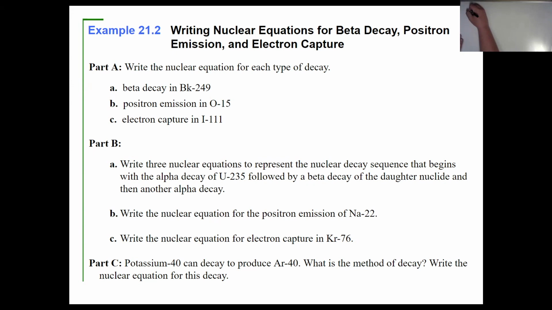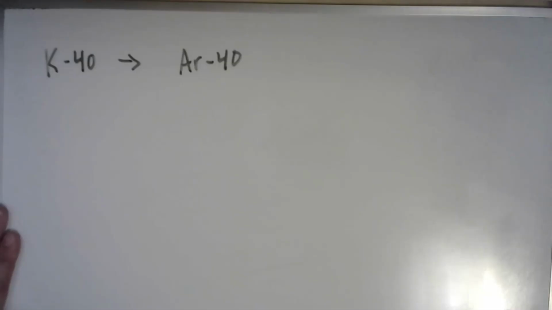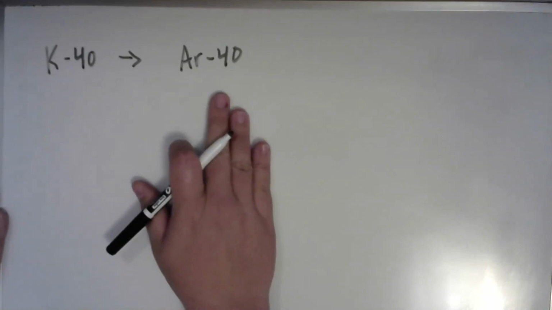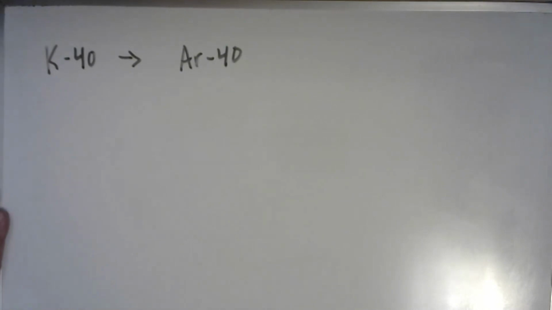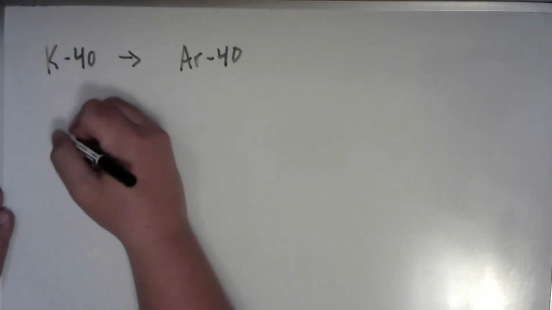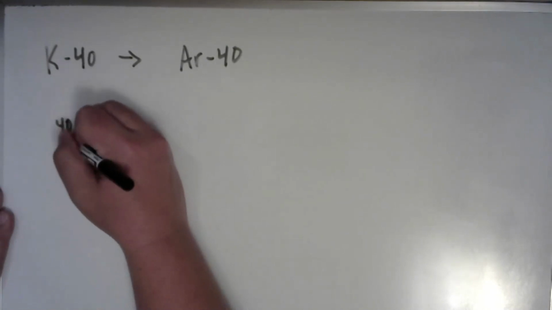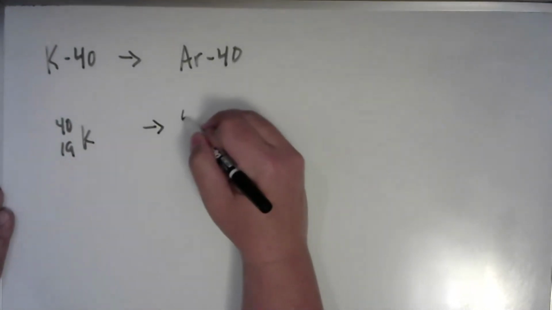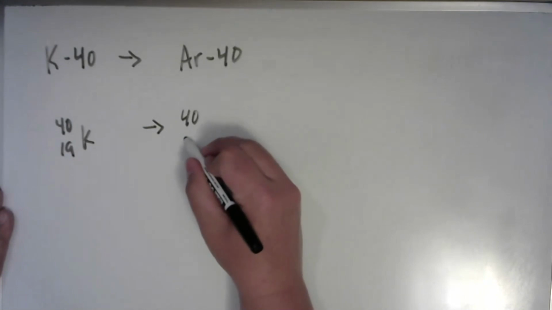Okay, so let me just write out, you have potassium-40 and it's going to argon-40. For a question like this, I would suggest writing out the two isotope symbols and then using the isotope symbols to figure out the type of decay that's happening. So we have 40 on top, 19, and we have 40 on top and 18.